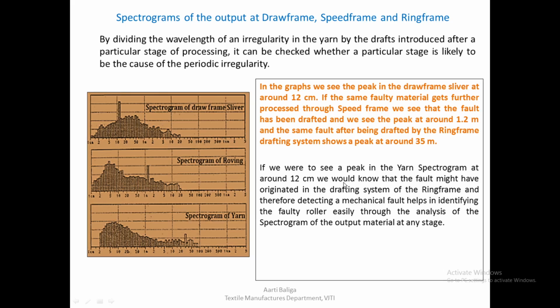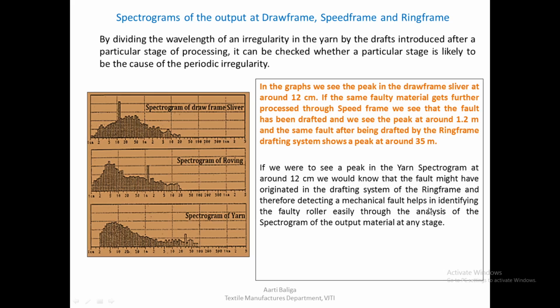So now let us go one step further and imagine what would happen if we were to see a peak in the yarn spectrogram at around 12. Suppose instead of this peak, I was to see a peak somewhere in this area over here, but it would be for a yarn. When I test a yarn, I get a peak over here. So what do I understand from that? Then in that case, we would know that the fault might have just originated in the drafting system of the ring frame itself, because it has not got a chance to get drafted so many times and appear in this region. So it means that the fault has just originated in the ring frame.